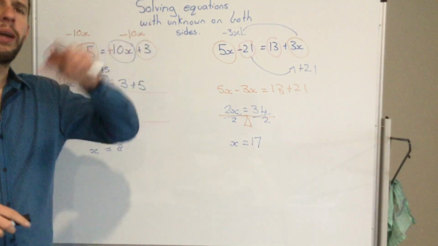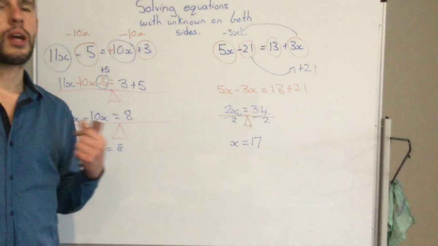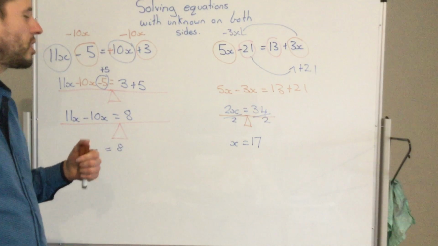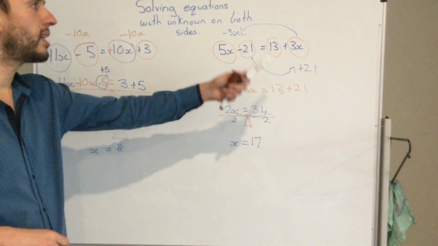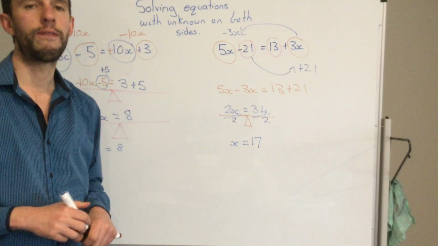So this method is here to help you be able to solve equations with an unknown on both sides. The main thing that you need to take out of this is trying to get the like terms together and simplifying it to make it easier for you.